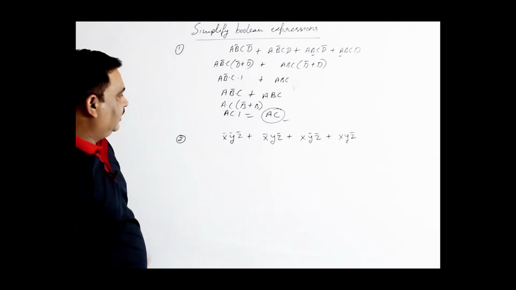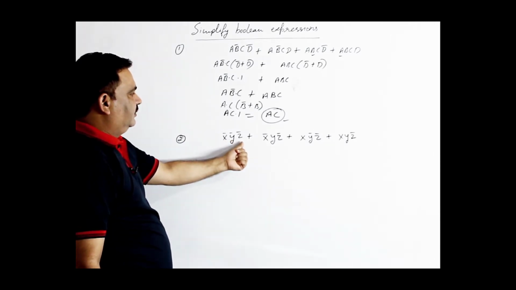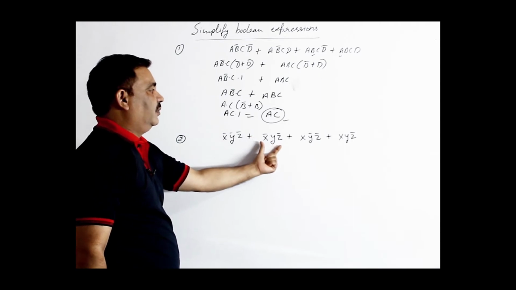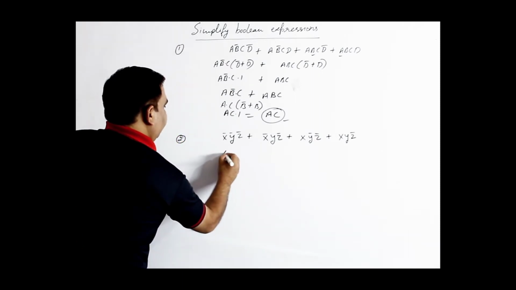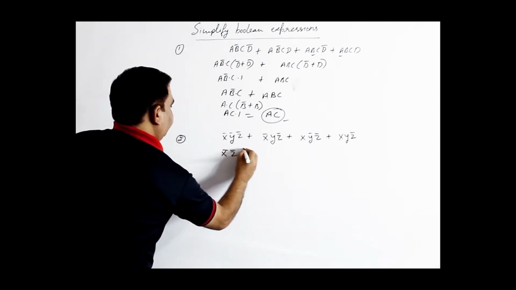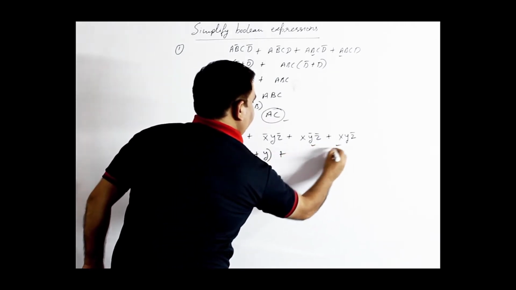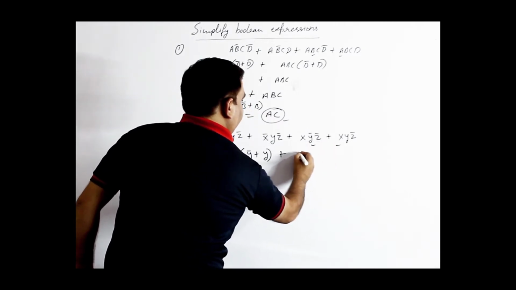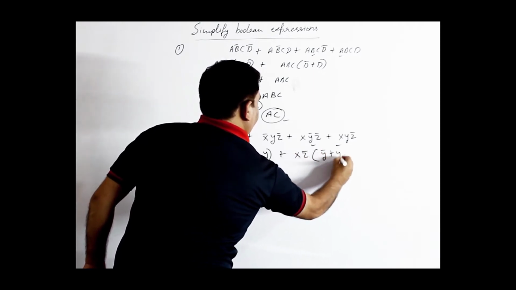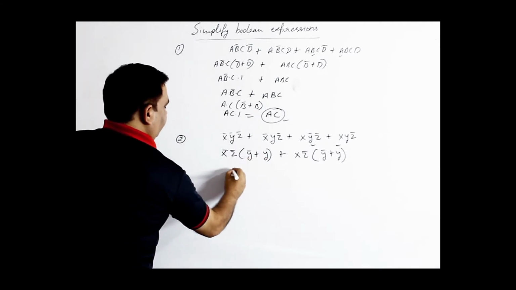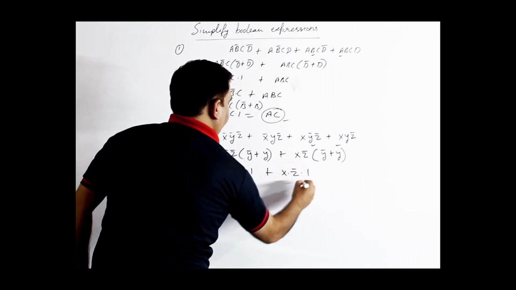Let us go through second example. See the common x complement, y complement, z complement. X complement and z complement is common here, and here x and z complement. X complement and z complement is common inside y complement plus y, and in these two terms common is x and z complement inside y complement plus y, and y plus y complement is 1, x complement z complement dot 1 plus x dot z complement dot 1.